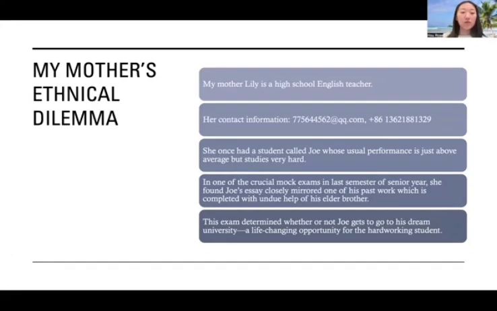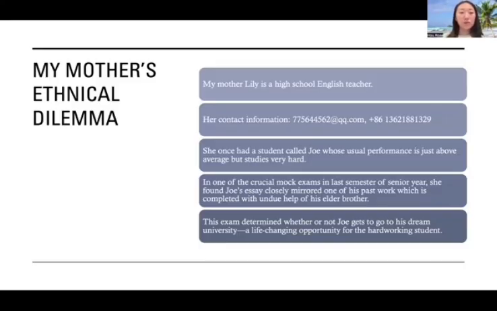In one of the most important mock examinations of the year, Lily notices that Joe's essay is strikingly similar to an essay assignment he submitted earlier in the semester. At that time, the essay had already raised suspicions that someone else or an AI might have written it for him. She asked Joe about it, and Joe admitted that the essay was created by his elder brother, who is a graduate student. The situation is that this mock exam is high stakes.